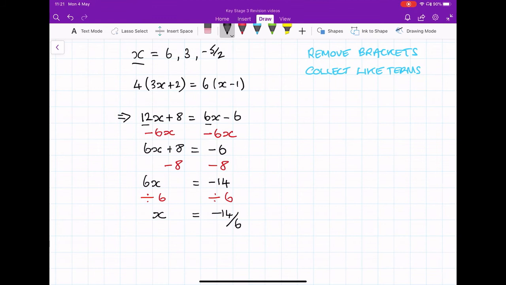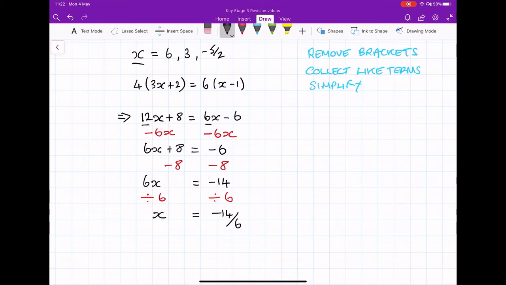Now, while this is a correct value, we've still got one more thing to do, and that is our final algebraic skill, which is simplify. So we still got some simplification. That's because minus 14 over 6 is not in its simplest form as a fraction. The reason for that is because there is a common factor of 2 in both 14 and 6. They both can be divided by 2.